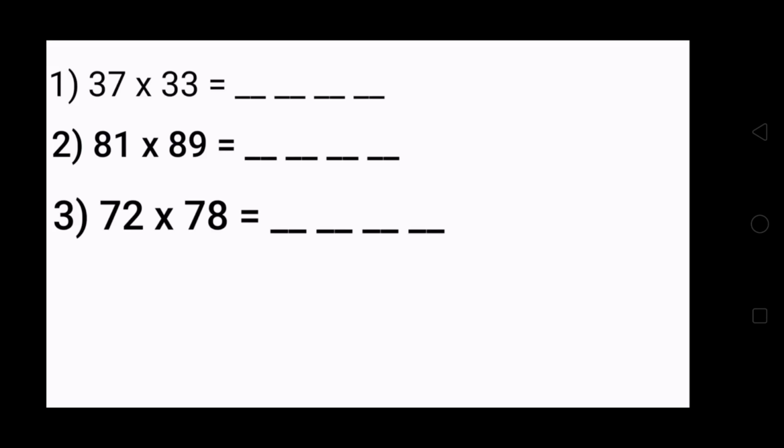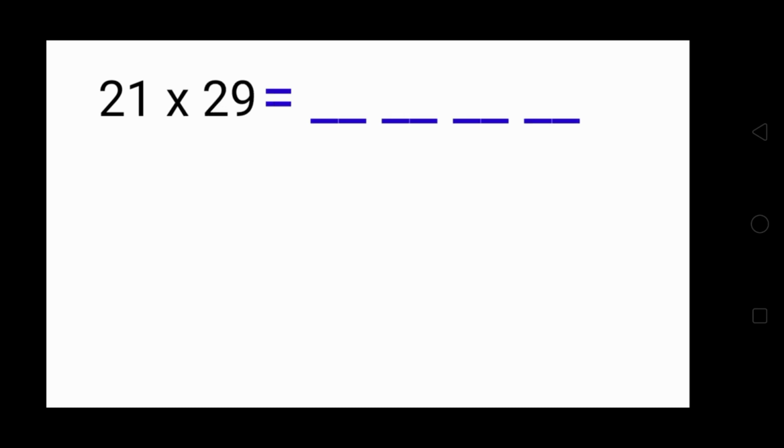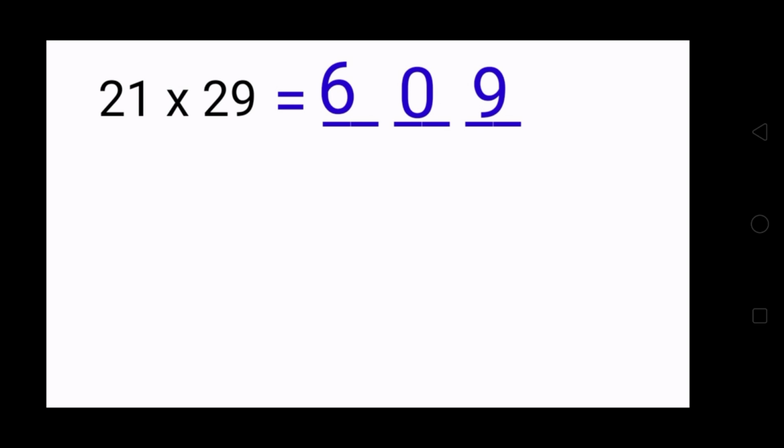So, example, 37, 33. Yung pares silang 3 at 7 plus 3 is 10. So, those are examples of the same tens. Okay, example number 1, 21 times 29. To multiply this, multiply first the ones, which is 1 times 9, is equal to 09. And then, think of a number that is next to 2, which is 3. So, 2 times 3 is equal to 6 or 06. So, the answer is 609.